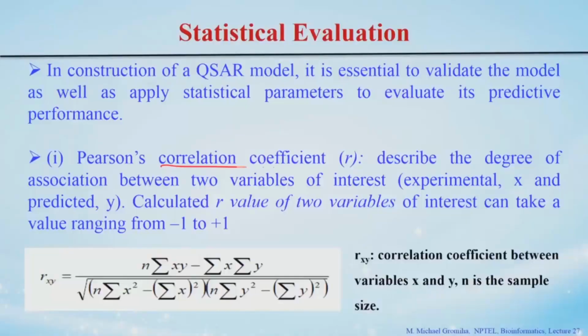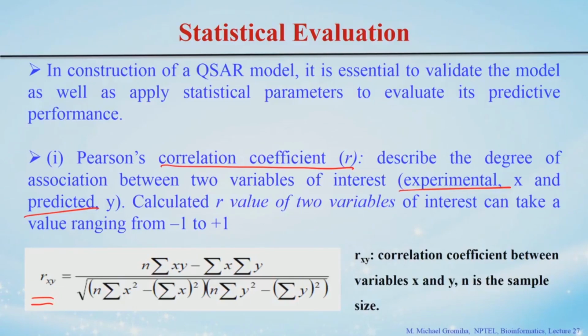One is the correlation coefficient. This will tell you how far the two variables are related with each other. For example, x is experimental and y is the predicted. Then you can use this formula to see whether they are related with each other.